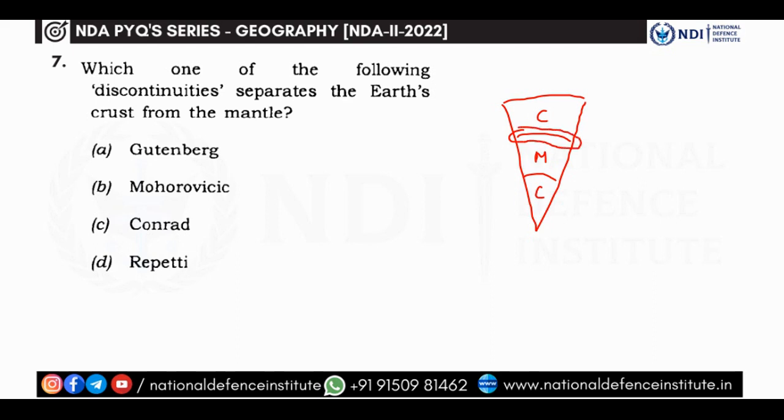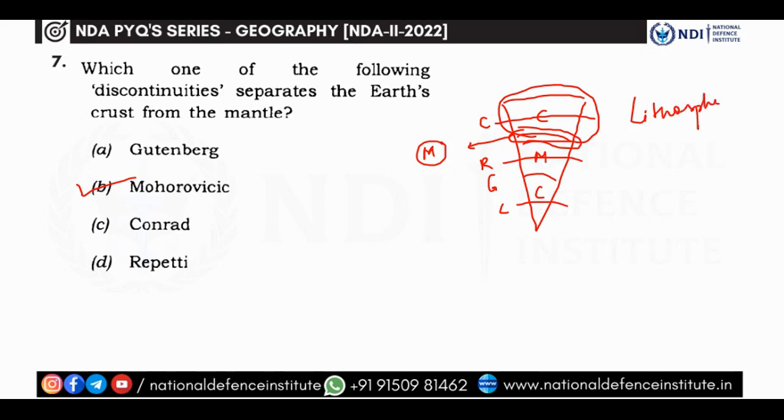So there are discontinuities between the upper crust and lower crust, the upper mantle and lower mantle, and the outer core and inner core. First is the Conrad discontinuity, and the discontinuity between the crust and mantle is the Mohorovicic discontinuity. Then we have Repetti, Gutenberg, and last is Lehmann. You should know these discontinuities. So the answer is the Mohorovicic discontinuity. The upper mantle and the crust make the lithosphere, which you will have studied. This is a very direct hit question, and you can easily attempt that one.